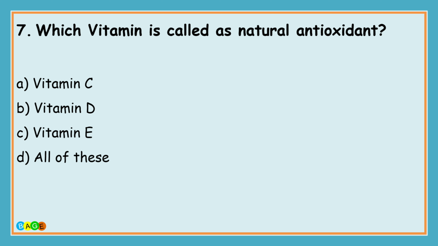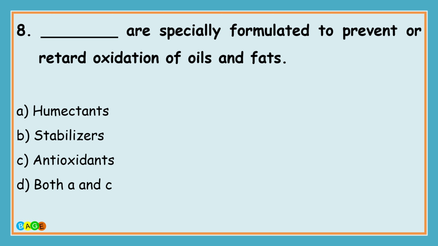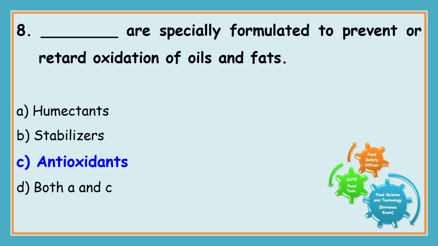Question number 7: Which vitamin is called a natural antioxidant? The options are A vitamin C, B vitamin D, C vitamin E and D all of these. The correct answer is option A vitamin C. Question number 8: ___ are specially formulated to prevent or retard oxidation of oils and fats. The options are A humectants, B stabilizers, C antioxidants and D both A and C. The correct answer is option C antioxidants.